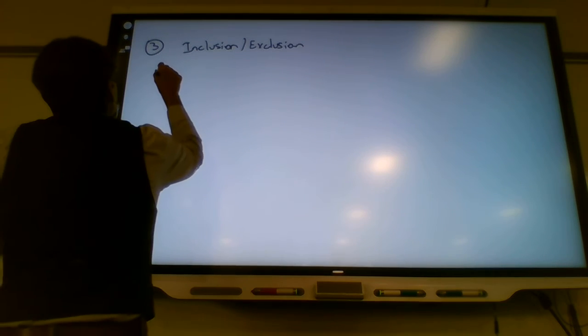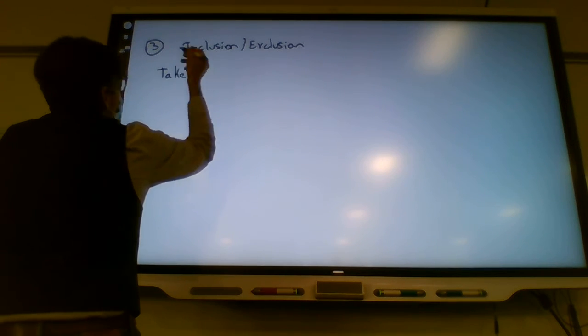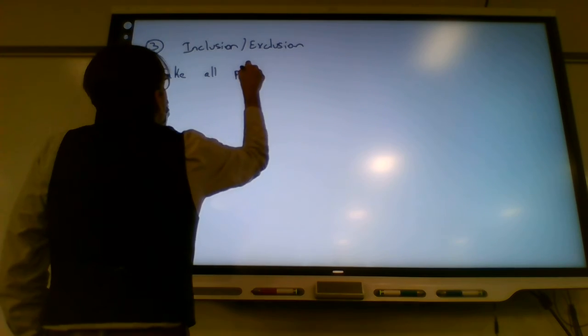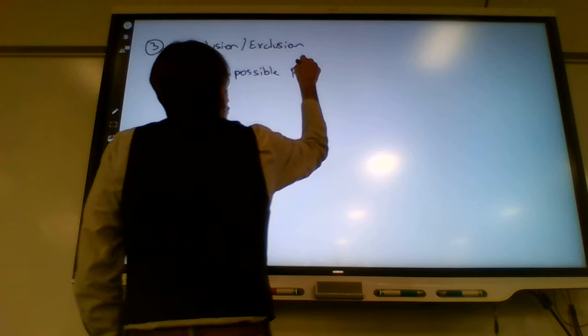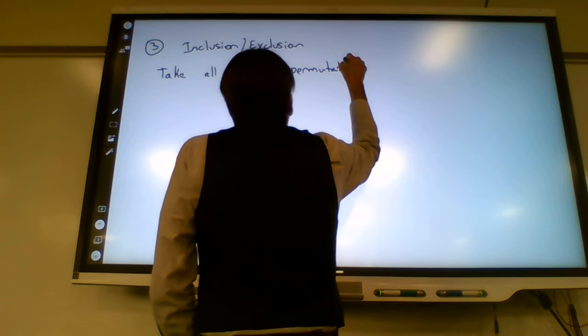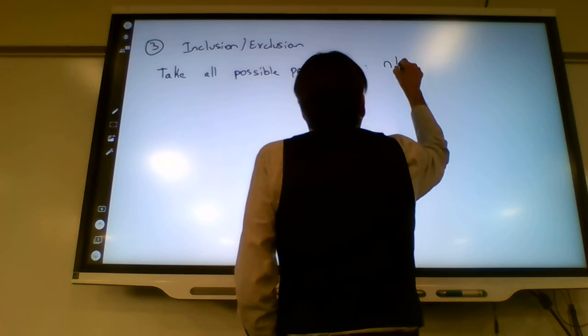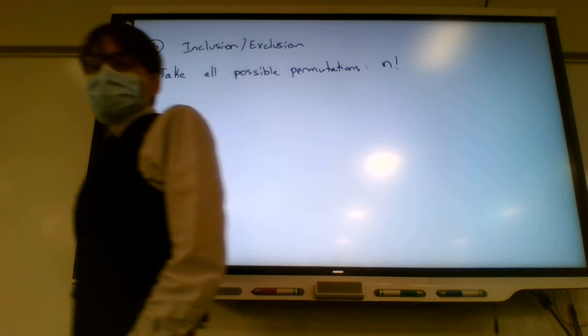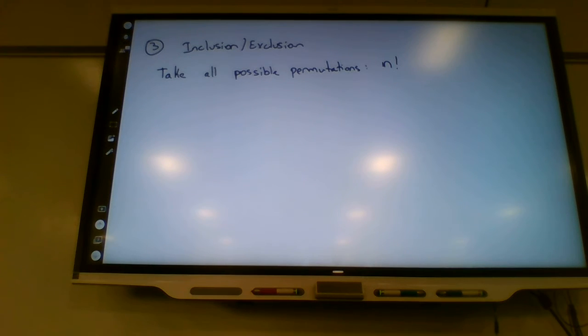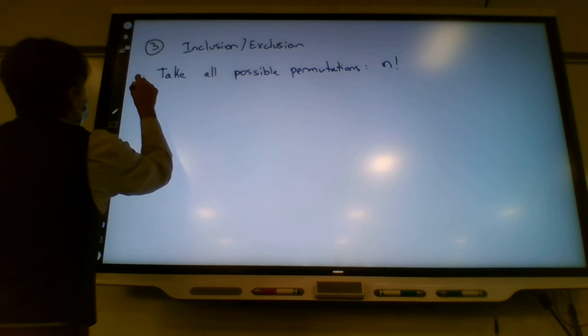All right, so let's consider the first step there. Let's take all possible permutations. How many of those are there? N factorial. There are n factorial of those. Now let's consider all the permutations that have one element fixed. This is like part A.